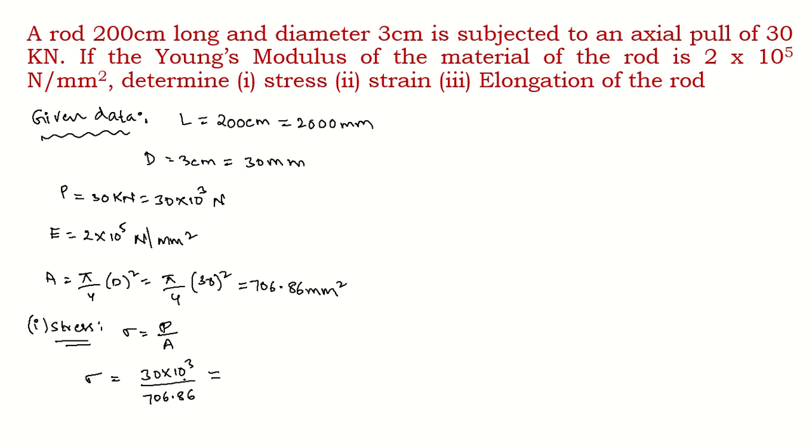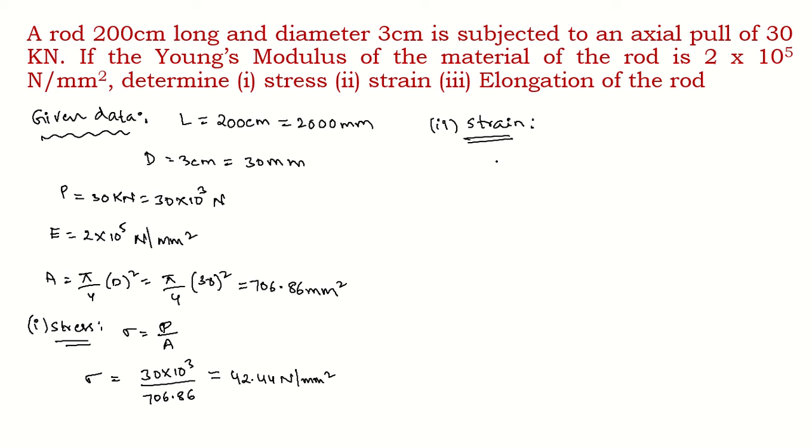So if I divide load by area, I would get the stress value as 42.44 Newton per mm square. Similarly, let's go for the second part of the question, which is strain. Strain is generally given by the formula change in dimension by original dimension, but here we don't have anything related to change in length. That's what we need to calculate.